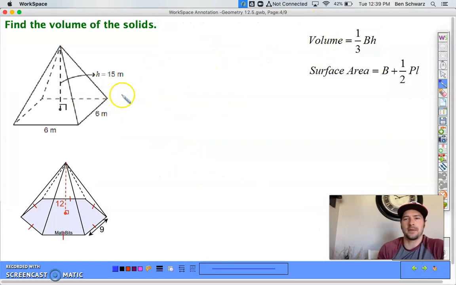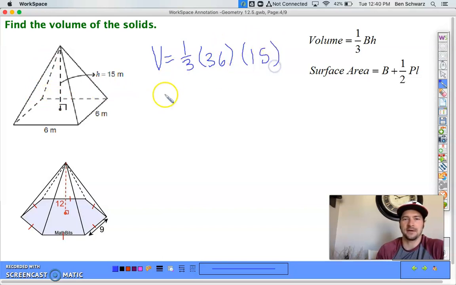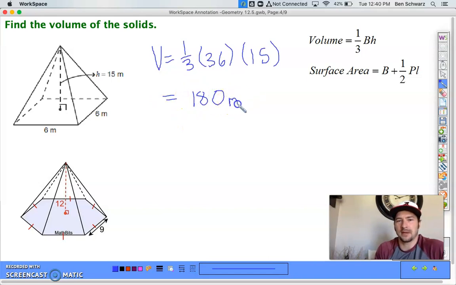So 1/3 area of the base times the height. So this one, we'd have 1/3 area of the base. We've got 6 times 6, which is 36, and then our height is 15. So that's a pretty easy one. So 12 times 15. Oh, let's see, I probably shouldn't need a calculator. Let's see, 144 plus 36. I believe that's 180. You might need to double check my math on that one, but I believe that's right.